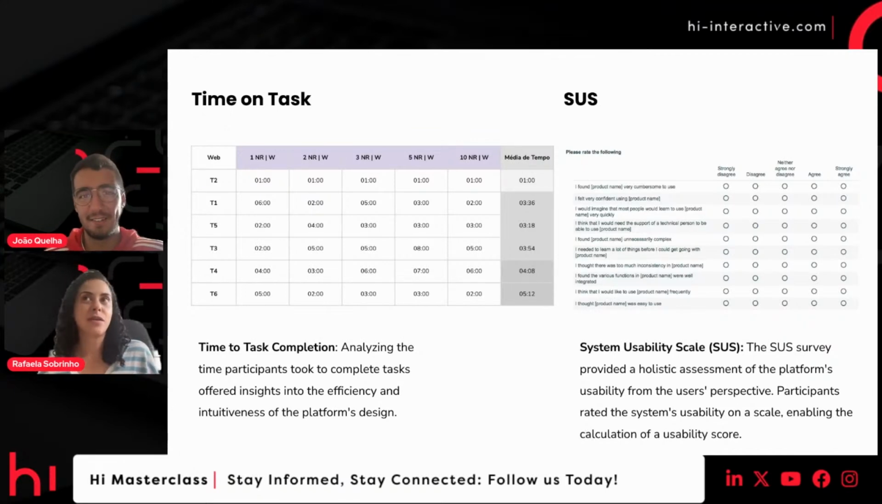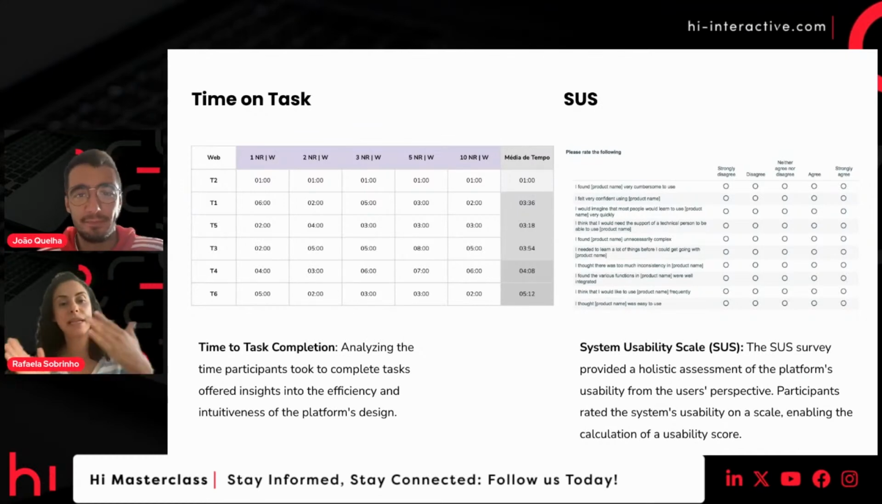It's very interesting when you can compare, but usually they will have a number at the end of this SUS survey, because each option has a number. It's a complicated calculation, but you have a number in the end, and you can compare this number because it's a number on a scale, and you can say if the platform has good usability or bad usability on that scale. So it's a quantitative methodology, okay?